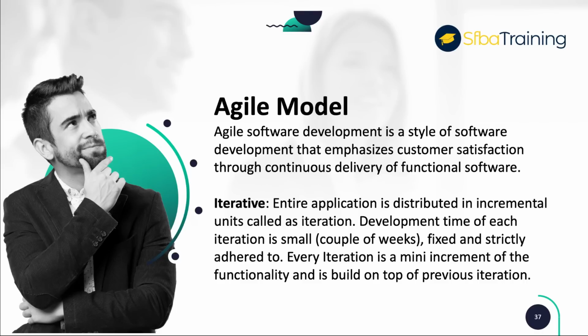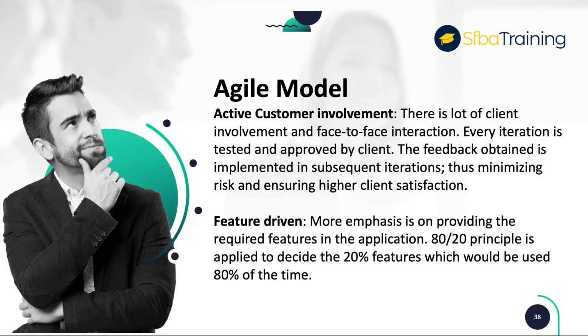Agile software development is a style of software development that emphasizes customer satisfaction through continuous delivery of functional software. Agile is iterative. The entire application is distributed in incremental units called iterations. The development time of each iteration is small, a couple of weeks, fixed and strictly adhered to. Every iteration is a mini increment of the functionality and is built on top of the previous iteration. Active customer involvement. There's a lot of client involvement and face-to-face interaction. Every iteration is tested and approved by the client. The feedback obtained is implemented in subsequent iterations, thus minimizing risk and ensuring higher client satisfaction.